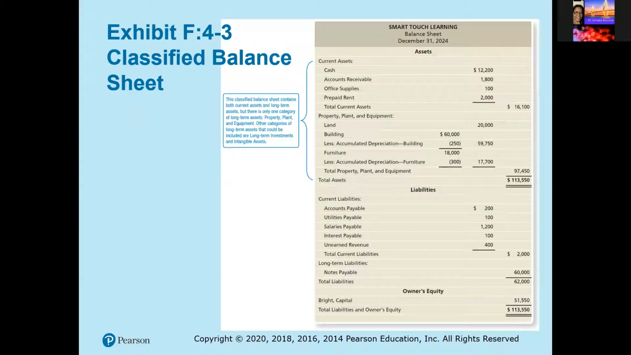Here is an example of a classified balance sheet. So the classified balance sheet includes categories for current assets, current liabilities, long-term liabilities. The balance sheet that you see here is being presented in the report form, which lists the assets at the top and liabilities and stockholders' equity below. Now, this report form is more popular in practice than the account form that's shown in the previous Exhibit 4-2.